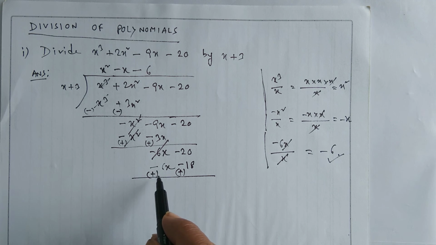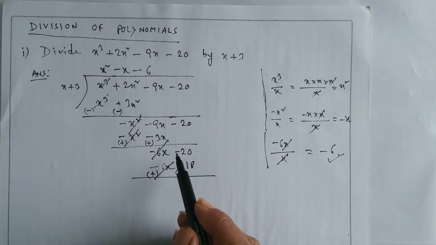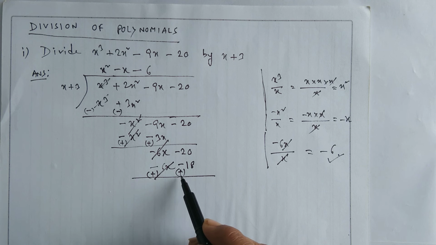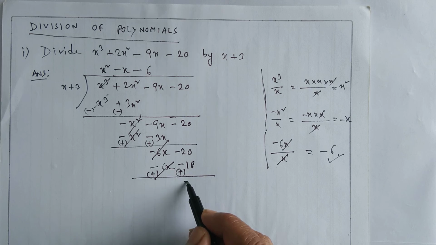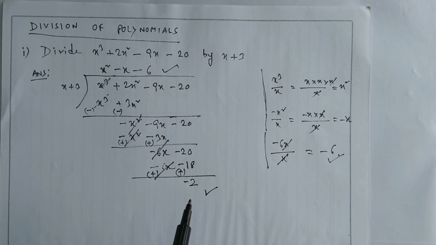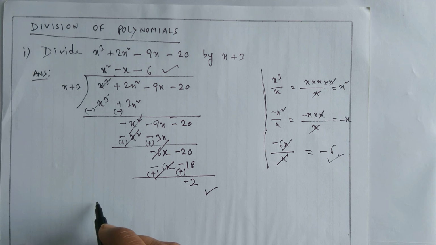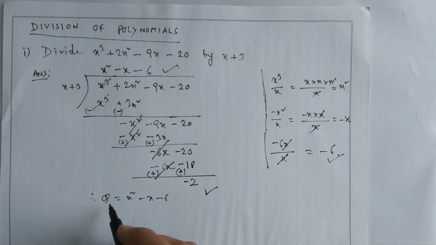Now minus 6x, here the new sign is plus, so minus 6x plus 6x gets cancelled. So minus 20 plus 18, always consider the sign written within bracket. So minus 20 plus 18 is minus 2, and this is your remainder. It can never be divided further, because here the degree is smaller and there the degree is greater. Therefore you got the quotient. The quotient is x square minus x minus 6. You got a remainder of how much? Minus 2. Okay.